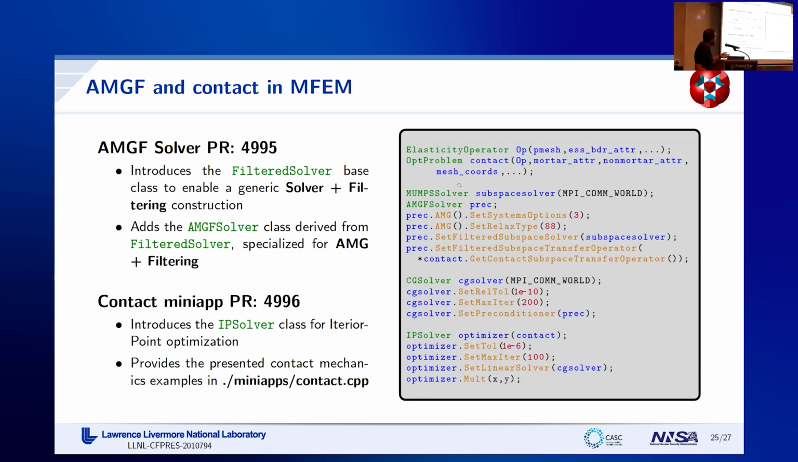Just to get a taste of how it will look, you define your elasticity operator. This will be linear or nonlinear. And you define this optimization problem that will apply contact. Again, this is through Tribol. And it will return for you the Jacobian and the gap function. You will define the solver for the subspace solve for the filtering. And the AMGF solver will define an internal AMG object, which you have public access to, and set the similar AMG options you would do otherwise. And then you can define your own subspace solvers.